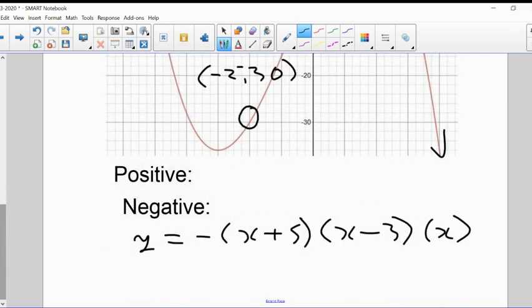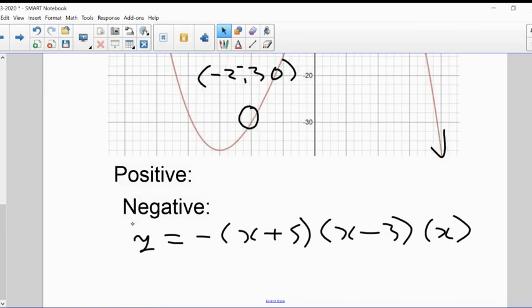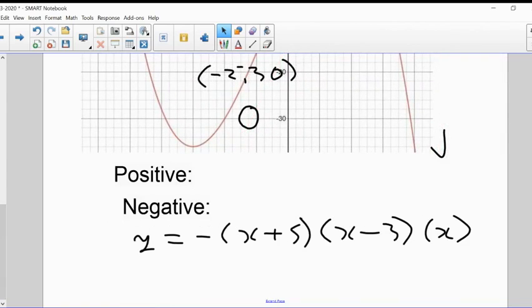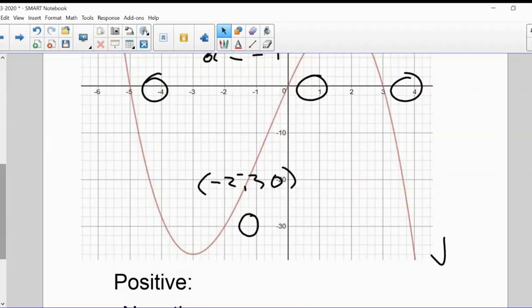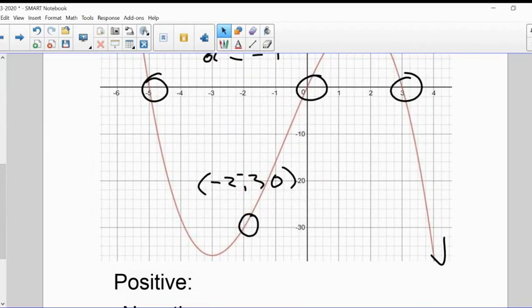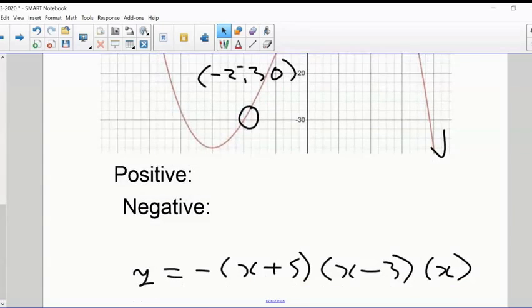Now, I'm going to move this whole thing down because we have to answer. That's not what I meant to do. I want to move this whole thing down. Here we go. The other thing we need to talk about is where is this function positive and where is this function negative?